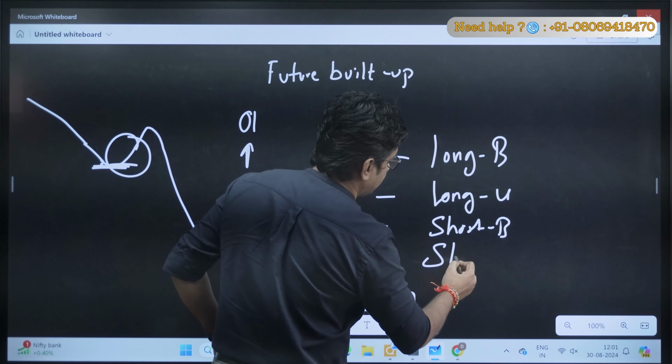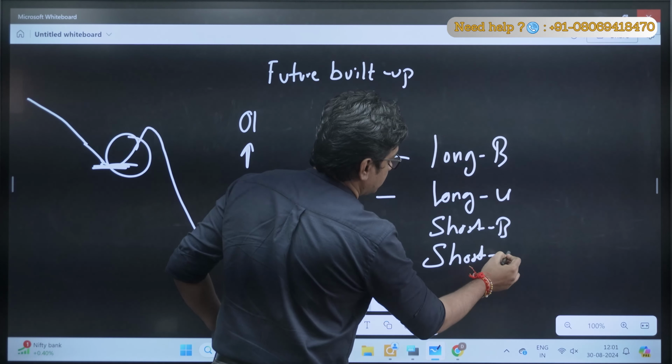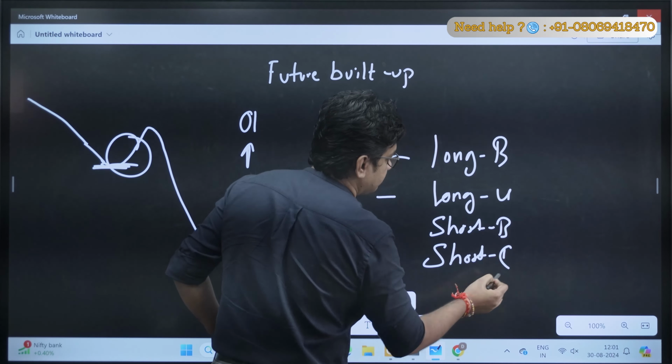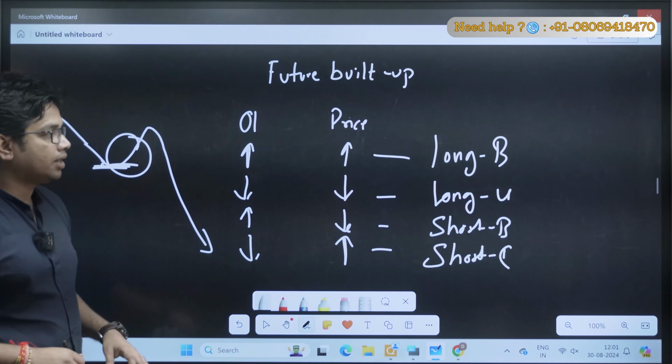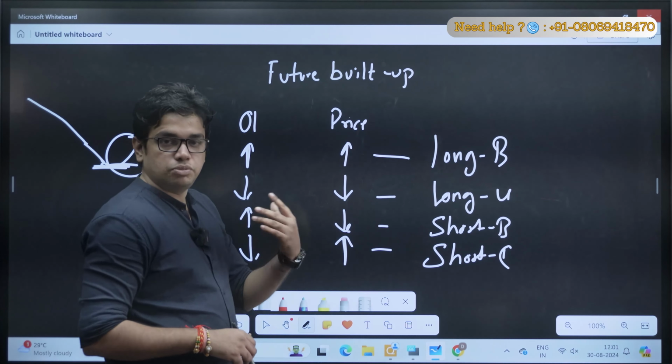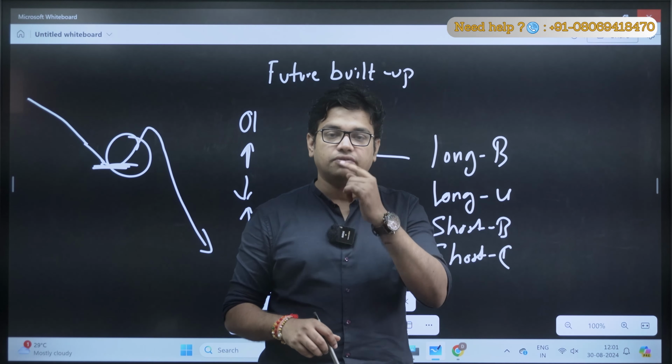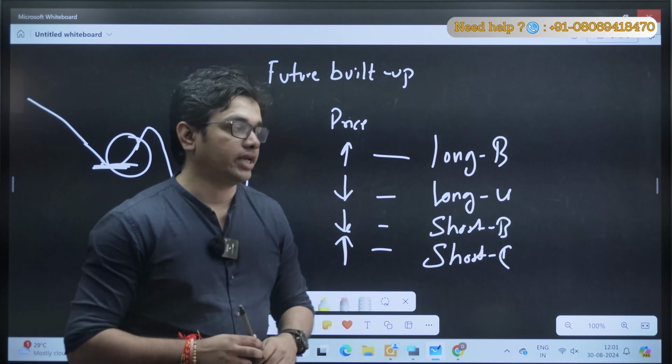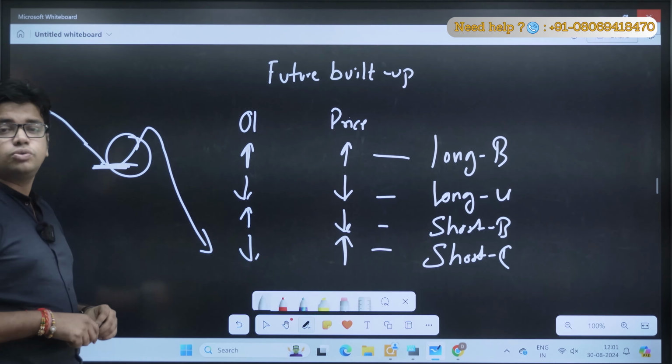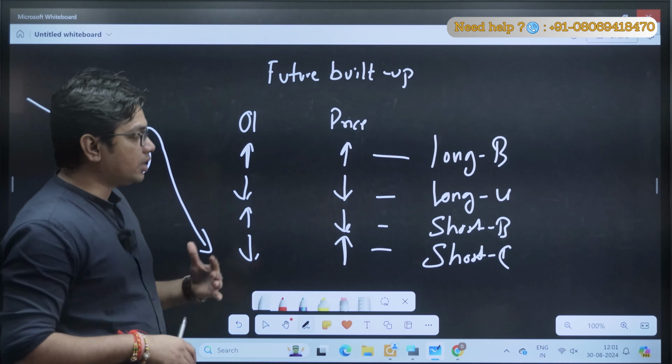So it will be a part of shorter, it will be a part of downtrend, and it will be known as short covering. So long build up and long unwinding are for bullish trend, short build up and short covering are for bearish trend. Now let's go to the concept tool and see what the conditions are.